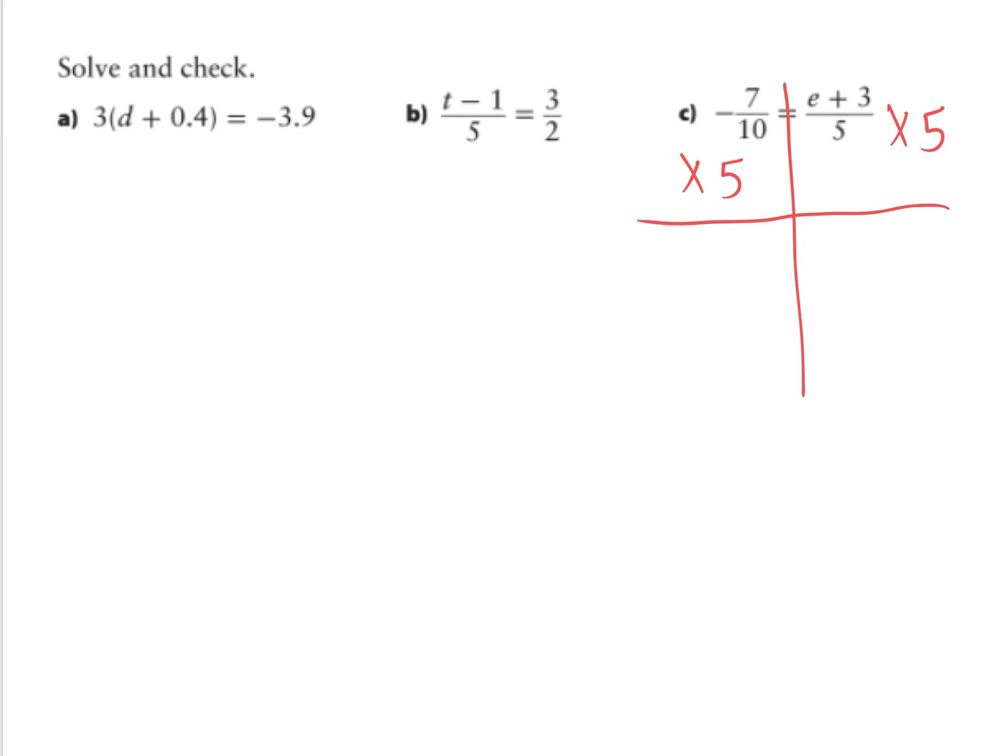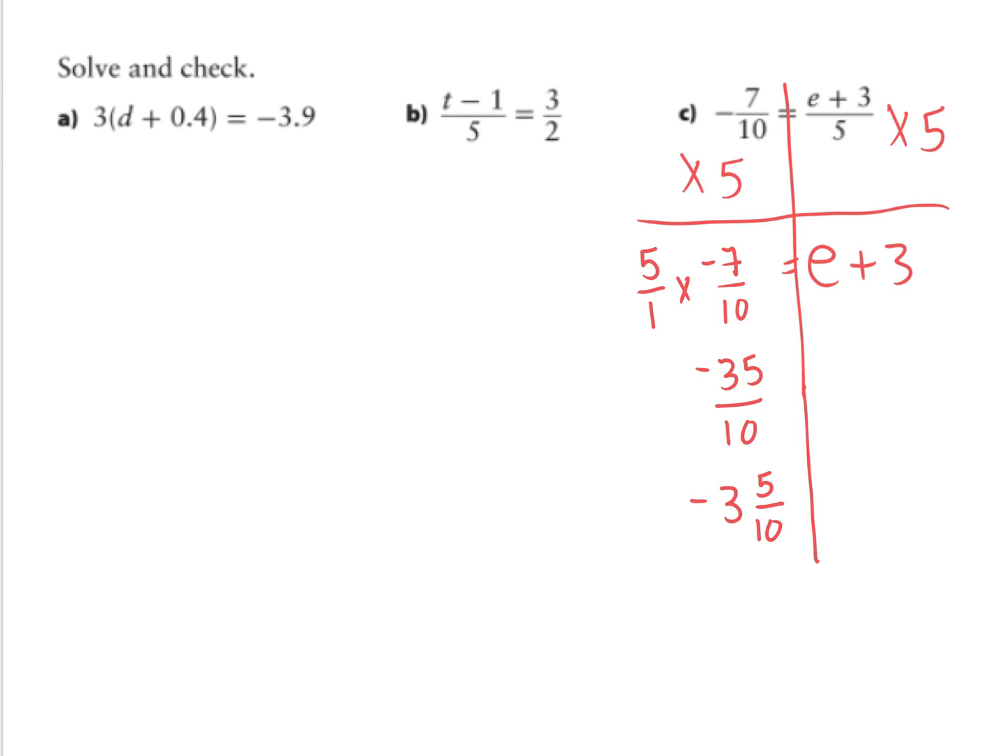That gets rid of the 5 on this side, and all we're left with is e plus 3, and it equals, when we multiply negative 7 over 10 by positive 5, we get, I'll show you the step here, 5 over 1 times negative 7 over 10, which is negative 35 over 10, which is negative 3 and 5/10. Okay, so this equals e plus 3.